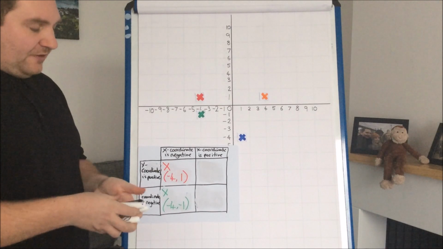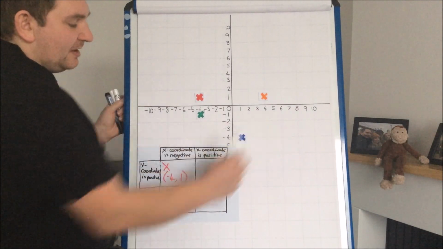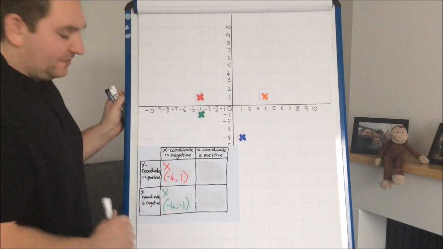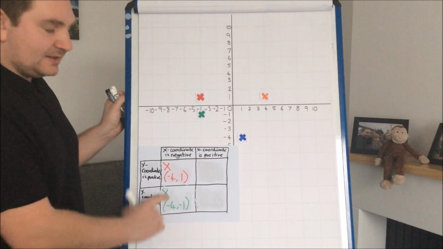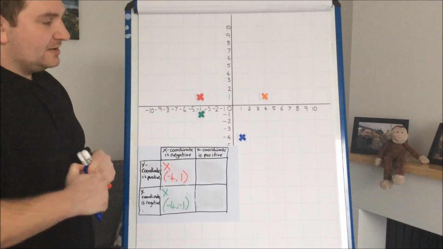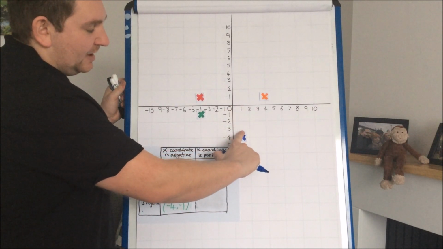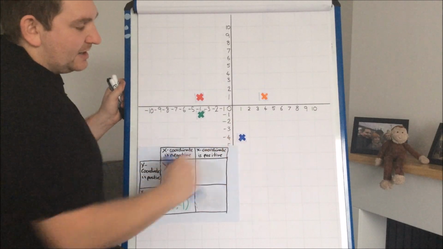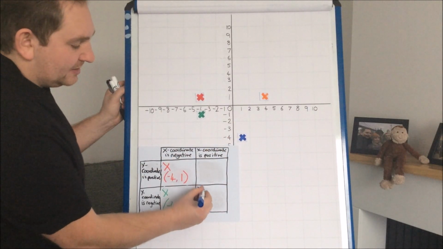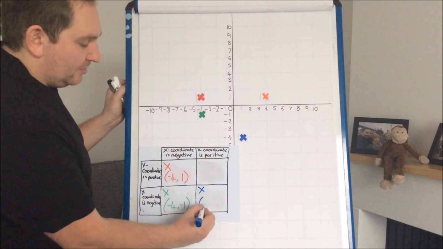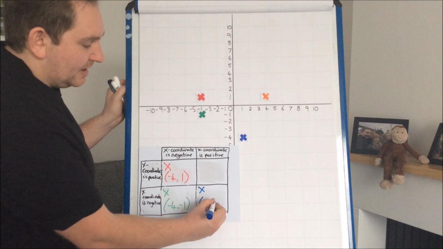If we move to the fourth quadrant over here, we would need a coordinate on the x-axis which is positive, and a coordinate on the y-axis which is negative. So if we go along, we are at positive 1, and we go down the y-axis to negative 4. So the blue cross is in the fourth quadrant at 1, negative 4.